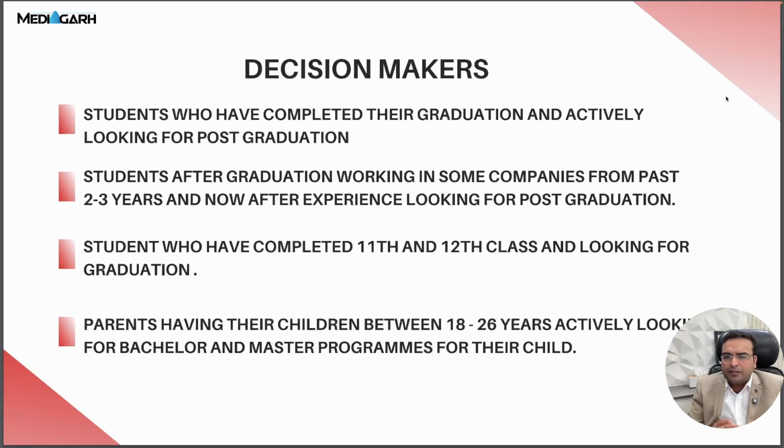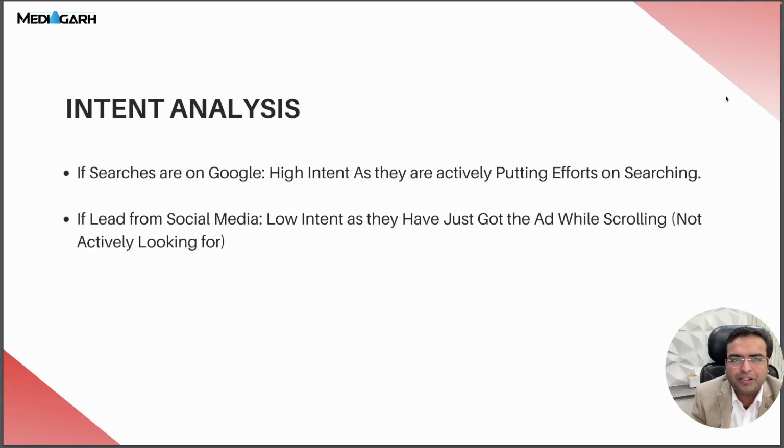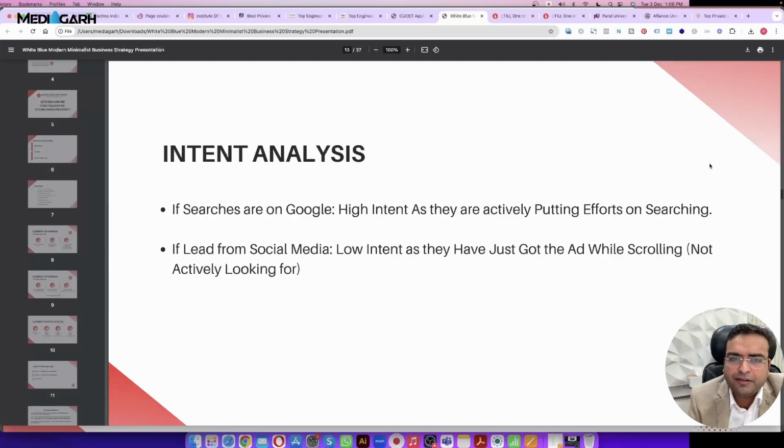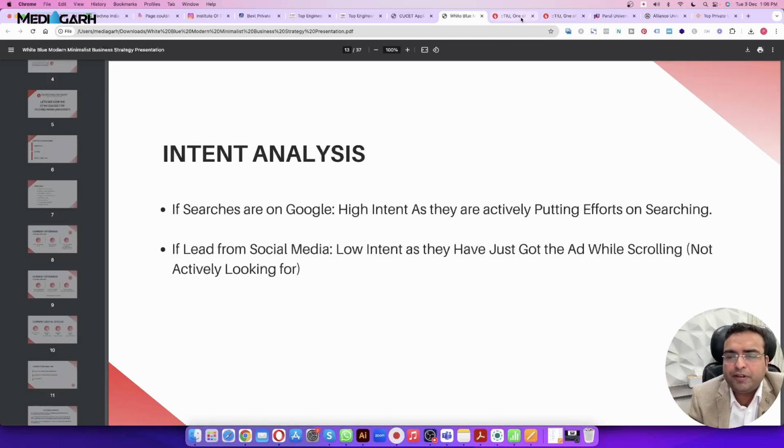These are the decision makers, or parents having children between age 18 to 26 years actively looking for bachelor and master programs. But nowadays, mostly it is the student who is the decision maker. Now if we do marketing, we should have clarity on the intent analysis. If searches are on Google, then definitely higher intent. If leads are from social media, then a student is scrolling and in the middle of the scroll he is seeing some ad, so definitely the intent is lower.